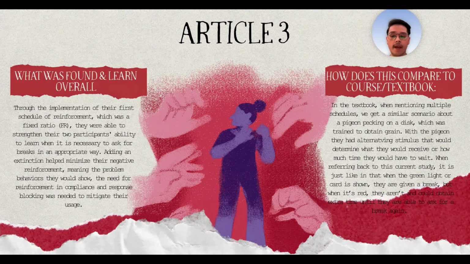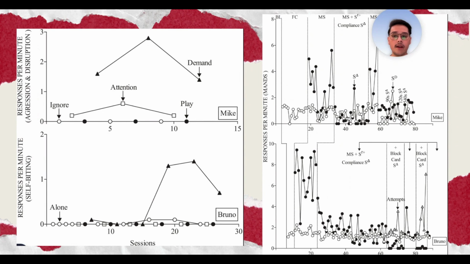of reinforcement and blocking was to help mitigate their usage. So in the textbook, it mentioned a pigeon pecking on a disc, which trained them to obtain grain. This study also had the alternating stimulus between, I'm pretty sure it's the color of lights. Very similar to this study, which had the green light or card being shown, or the red card or light being shown, teaching them about timing and receiving that break.